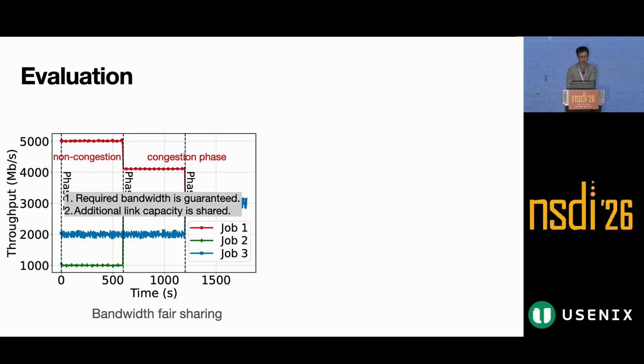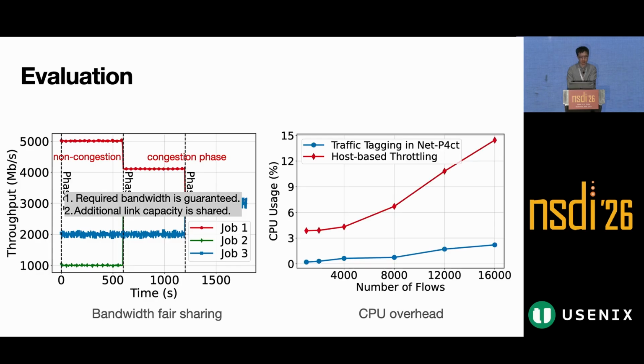The required bandwidth is guaranteed by Net-P4ct. All 3 jobs, their required bandwidth are guaranteed by Net-P4ct, and also the additional link capacity is shared among 3 services. We also test the CPU overhead.